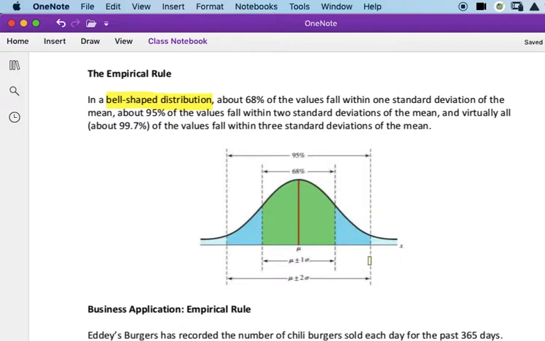This dotted line is calculated by finding the mean plus 2 times the standard deviation. Or I could take my previous dotted line and add the standard deviation to that. And this dotted line is the mean minus 2 times the standard deviation. Or I could take this dotted line and subtract the standard deviation from that. And between these two dotted lines, I would expect to find about 95% of the data. Virtually all of the data will fall within 3 standard deviations of the mean, or actually it's about 99.7%.